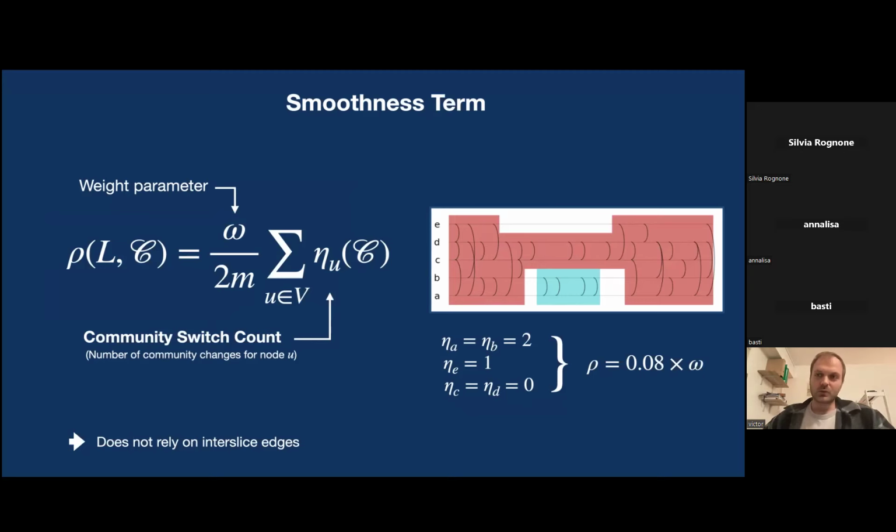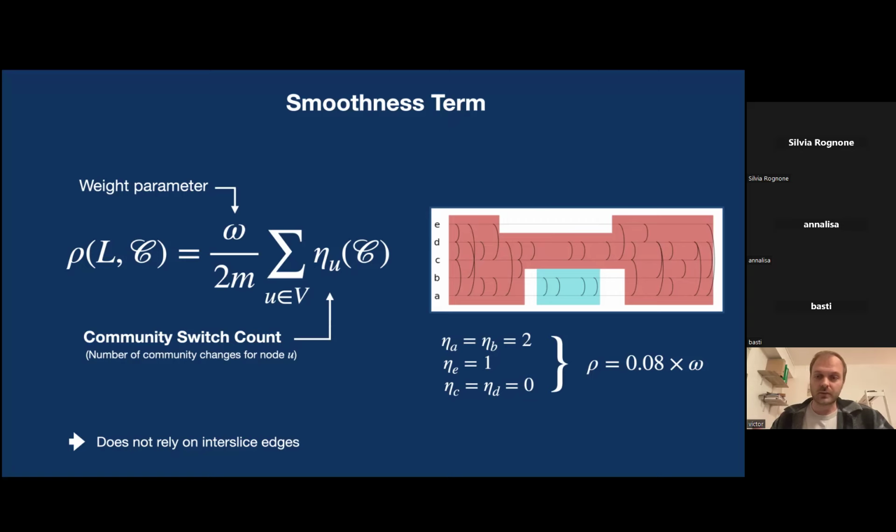So we introduce the notion of community switch count, which is the number of community changes for a node. For example, if you look on the right, you have two communities in blue and red, and for example, E leaves the red community, then enters it again, so it changed community once. So we say that eta E is 1.